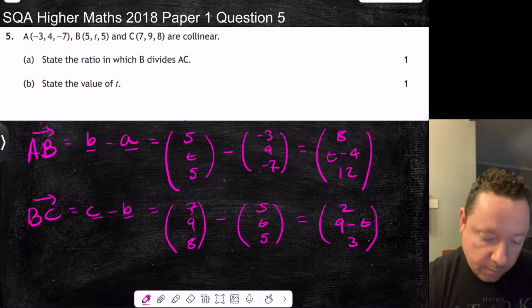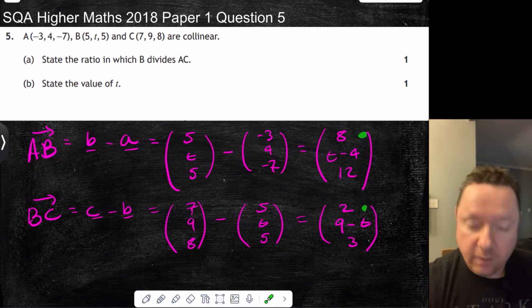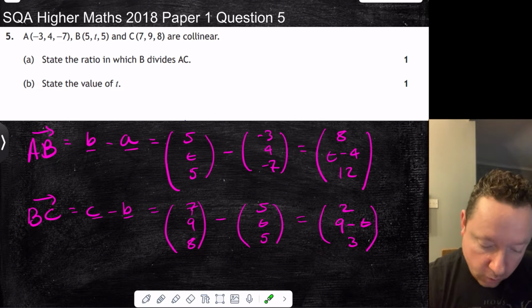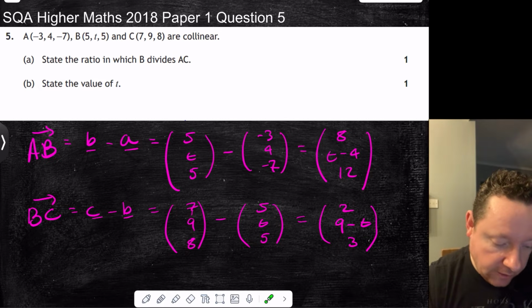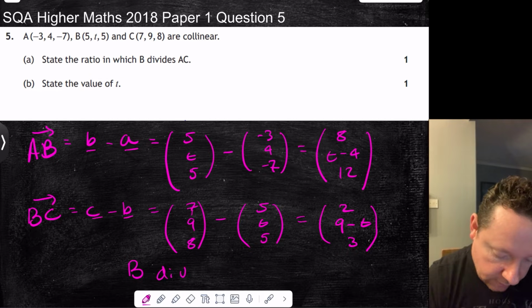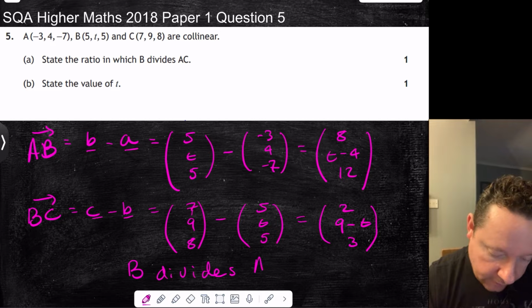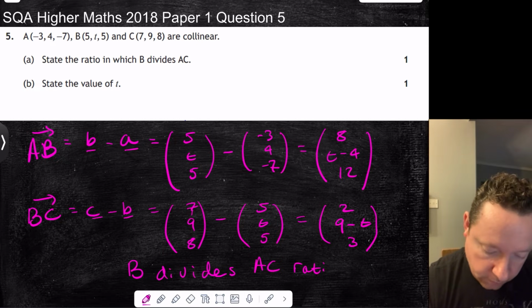And now we still need to compare the elements. The first element, 8 to 2, well that's 4. Divided by 4, 12 to 3 is 4. So B divides A to C in the ratio 4 to 1.